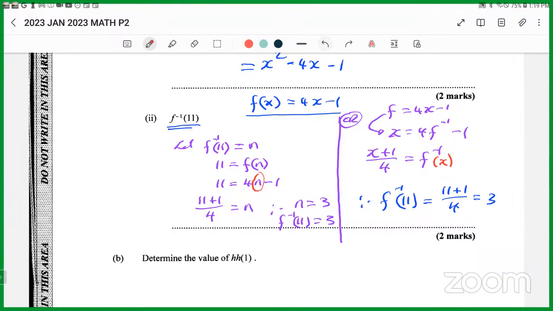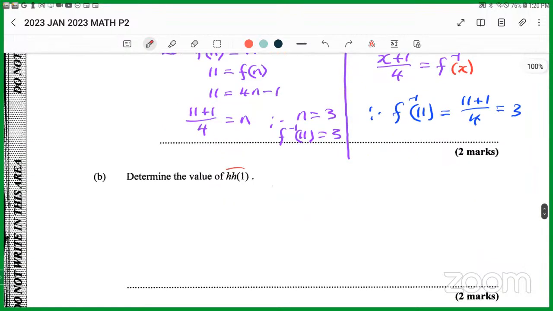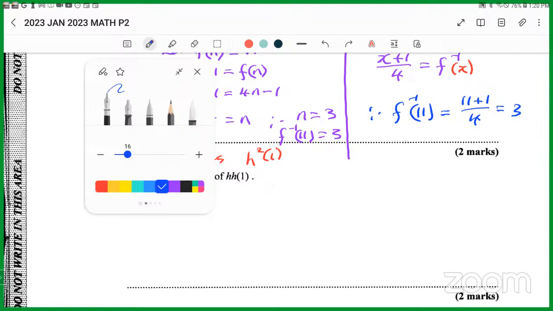So when you change method, sometimes a key step is repeated in both methods. All right. I'm going to write it here. Same as h squared of 1. So instead of giving you this, it would have given us that, the same thing. All right. What is h of 1?